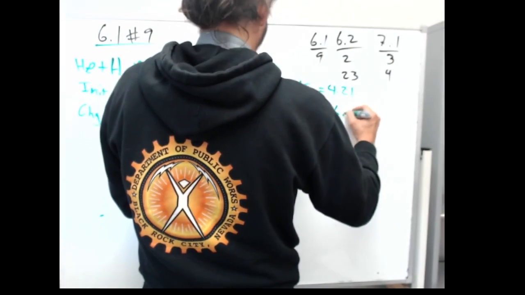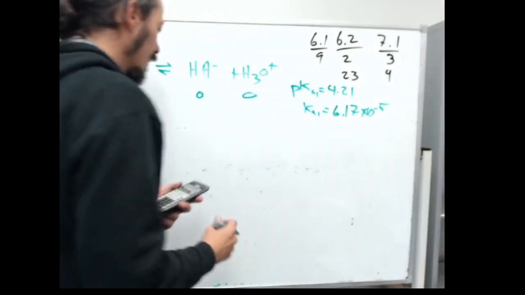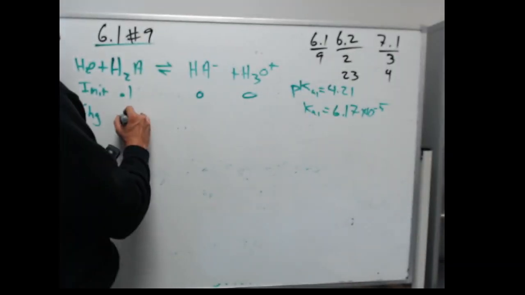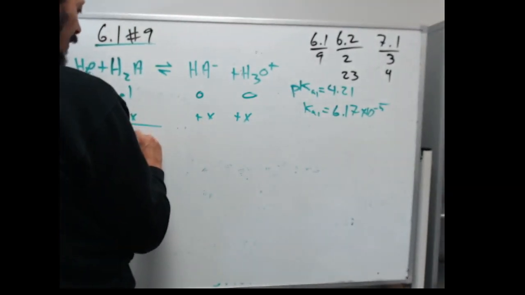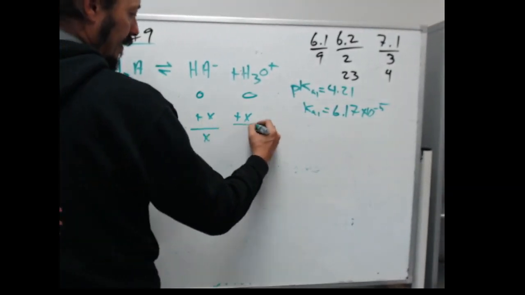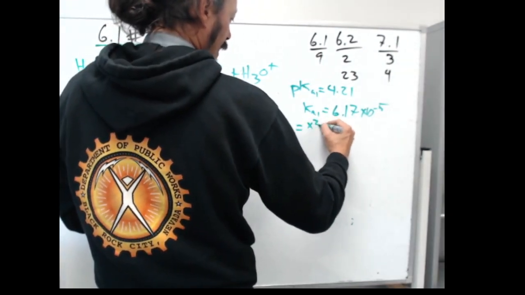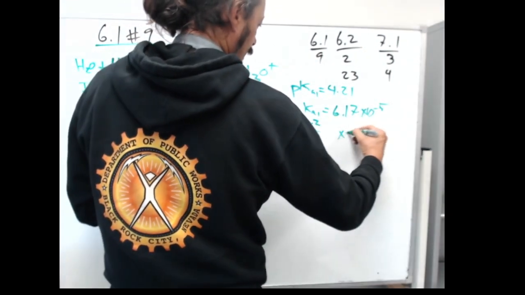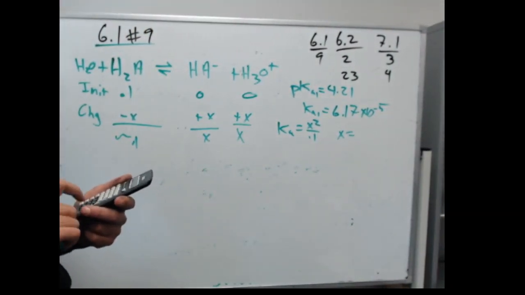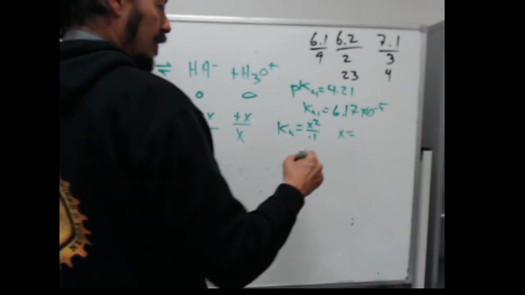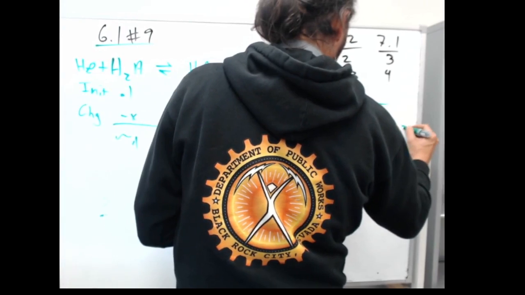6.17 times 10 to the minus 5. Minus x, plus x, plus x. Approximately 0.1, x, x. Ka equals x squared over 0.1. x is equal to the square root of Ka times 0.1, which is 2.48 times 10 to the minus 3.